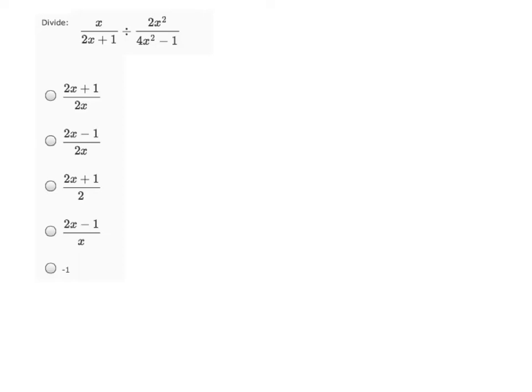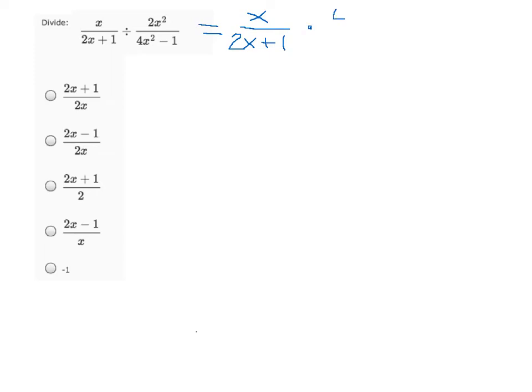In this problem, we were asked to divide one fraction by another fraction. And the first thing we want to remember is that if you're dividing by a fraction, that is actually the same as multiplying by its reciprocal. So the first thing we want to do is rewrite this problem using that rule, because then we can just multiply across the numerator and across the denominator.